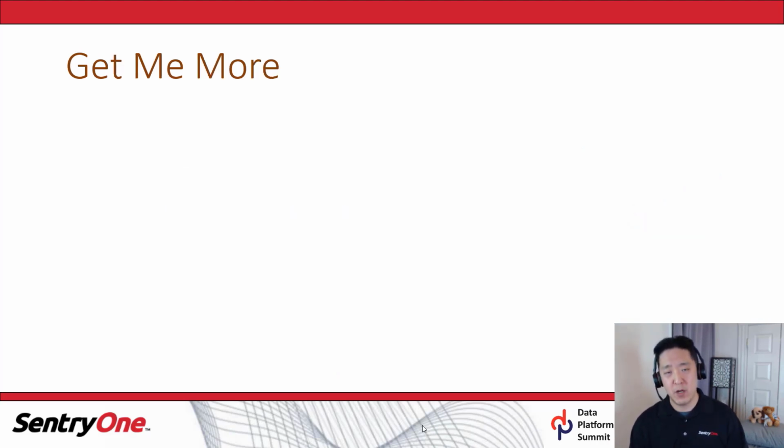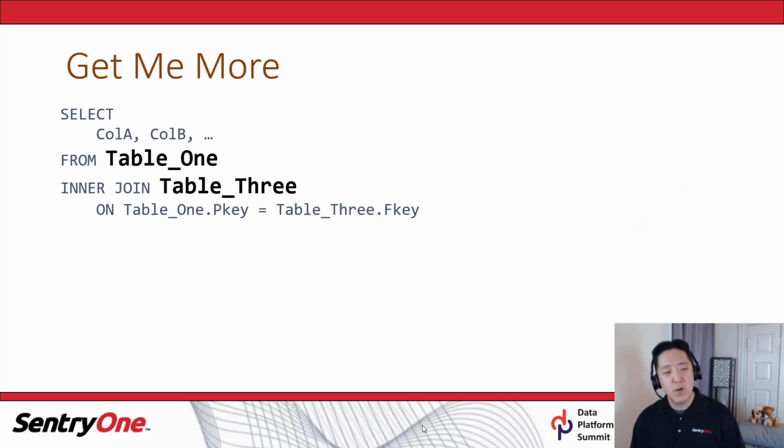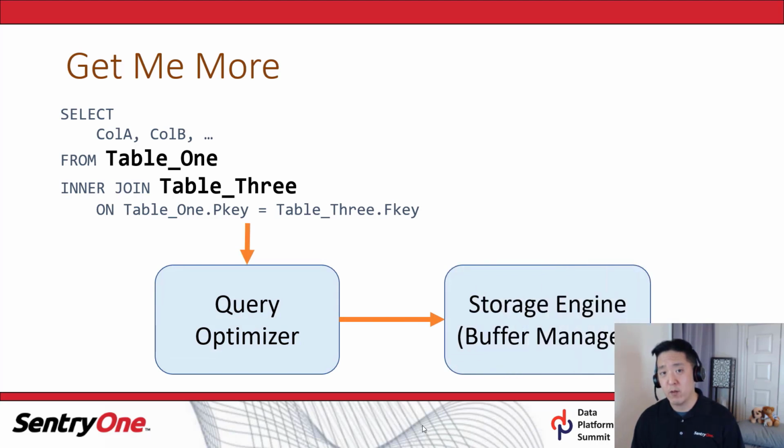Now let's build upon that. Okay? We now have a second query that comes in. This is a request for data from table 1, inner join table 3, not table 2 this time. Of course, once again, this gets passed to the query optimizer, who then comes up with an execution plan, which passes it to the storage engine and the buffer manager.